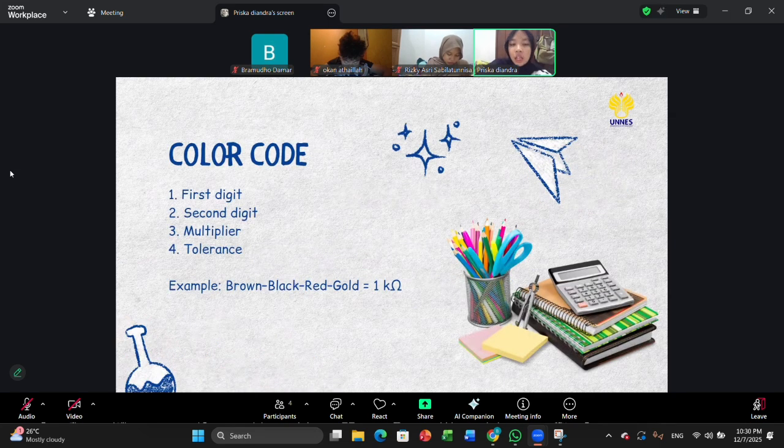Next, color codes. Resistors use color bands to indicate their value. The first band shows the first digit, the second band the second digit, the third band is a multiplier, and the fourth band indicates tolerance. For example, the color combination brown, black, red, and gold represents 1 kilo ohm with a tolerance of 5%.